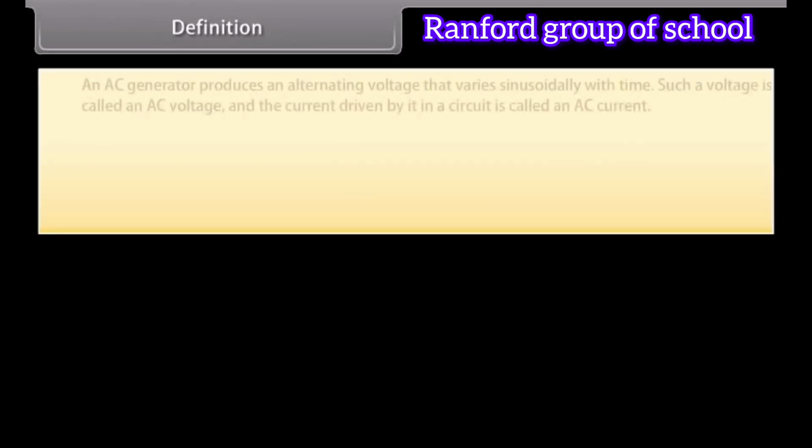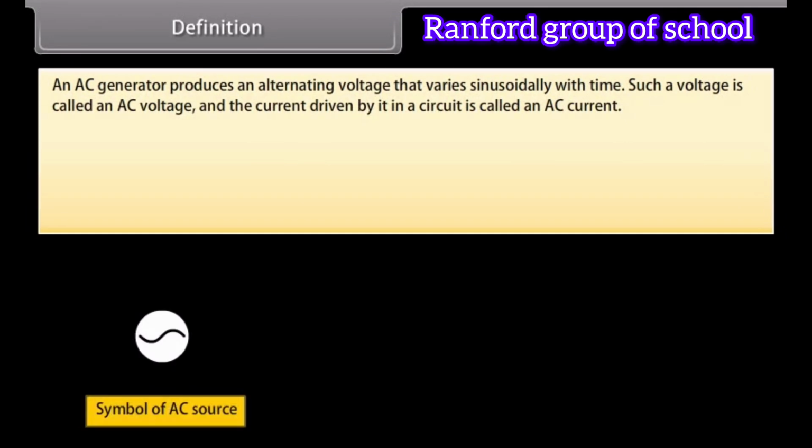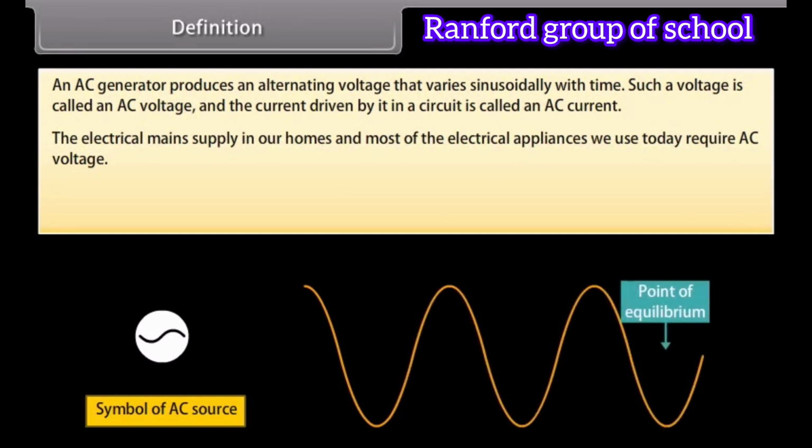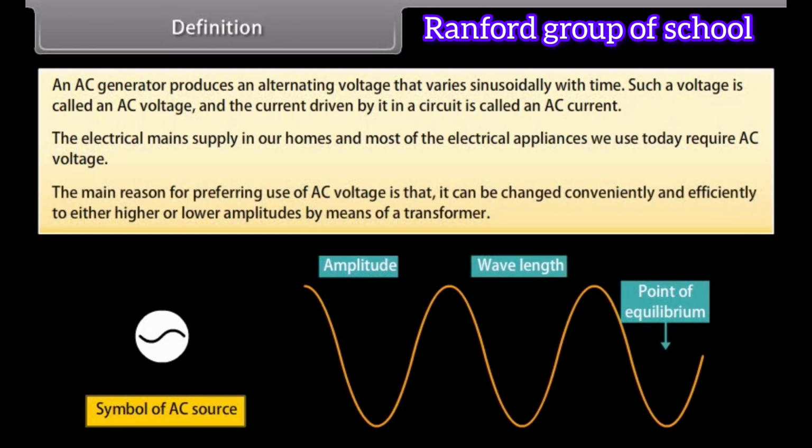Definition. An AC generator produces an alternating voltage that varies sinusoidally with time. Such a voltage is called an AC voltage, and the current driven by it in a circuit is called an AC current. The electrical mains supply in our homes and most of the electrical appliances we use today require AC voltage. The main reason for preferring AC voltage is that it can be changed conveniently and efficiently to either higher or lower amplitudes by means of a transformer.